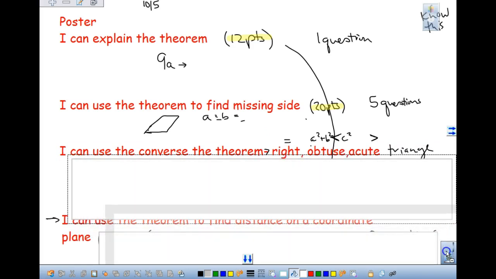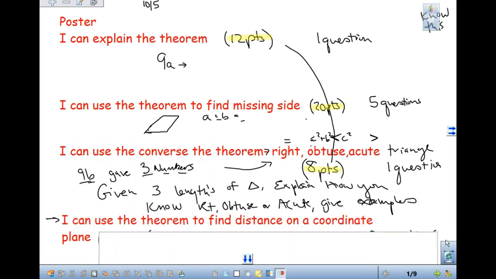So I can use the converse. This is what you're going to be asked to do. You're going to have to explain. Given three lengths of a triangle, explain how you know it is a right triangle, obtuse, or acute. Give examples. So we have 2 explain problems worth 20 points. That is 40% of your test. That's almost half of your test where you're explaining in words. Okay? That means sentences. That means showing me what you understand.